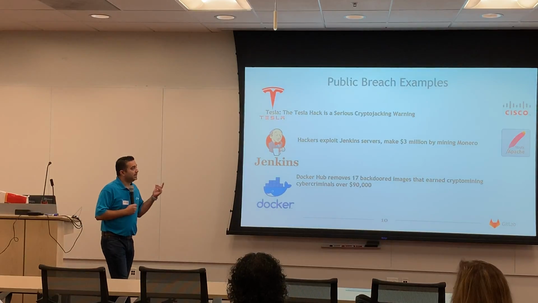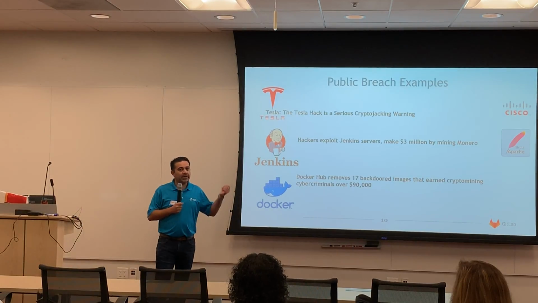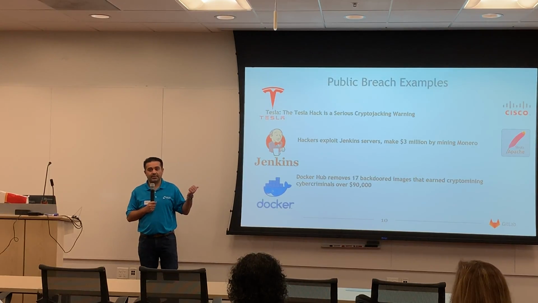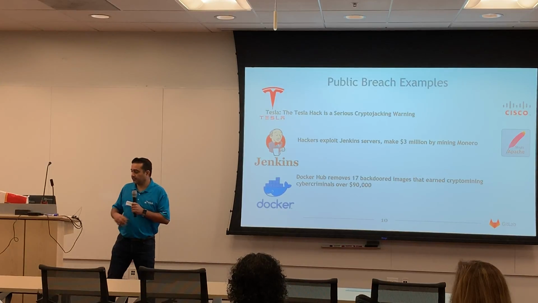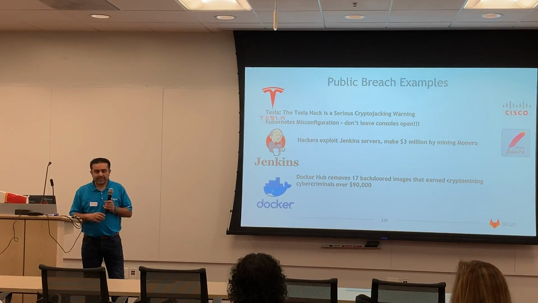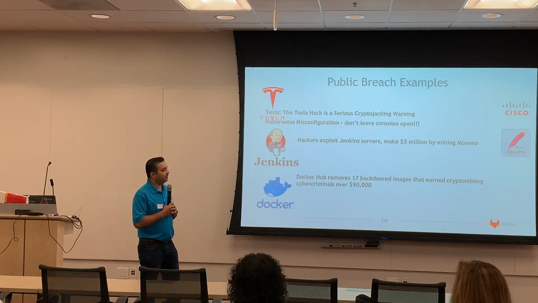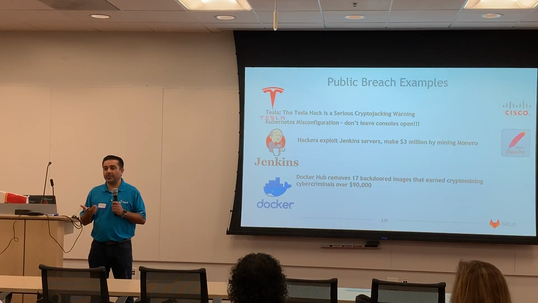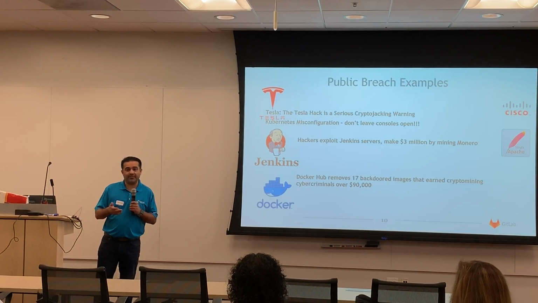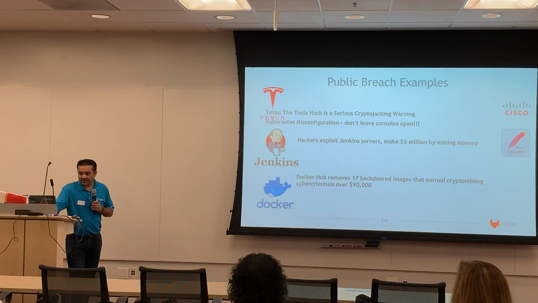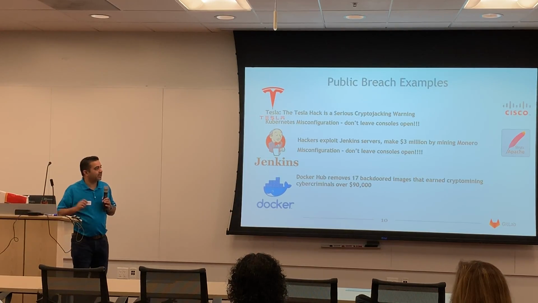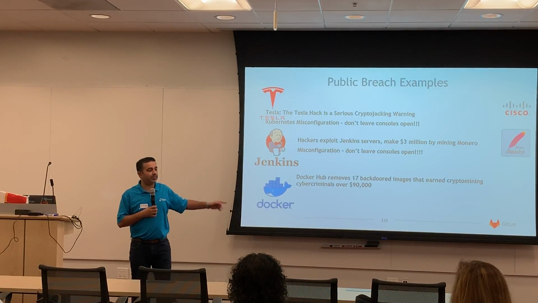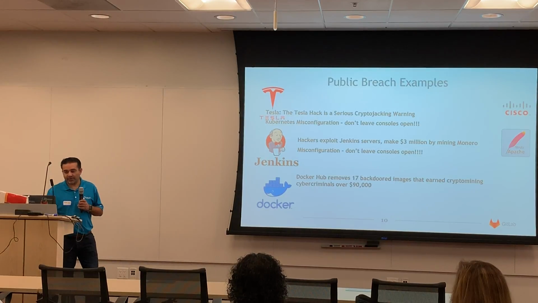These are examples of public breaches. Does anyone know what happened with Tesla? Tesla had a misconfiguration. They left their Kubernetes environment open on AWS. Hackers were able to get in and deploy crypto mining tools. I hope they made enough money to buy themselves a Tesla. Jenkins, same thing, misconfiguration. They left their environment open and hackers got in and deployed crypto mining tools. They definitely made enough money to buy Teslas. Now hopefully they can get delivered.